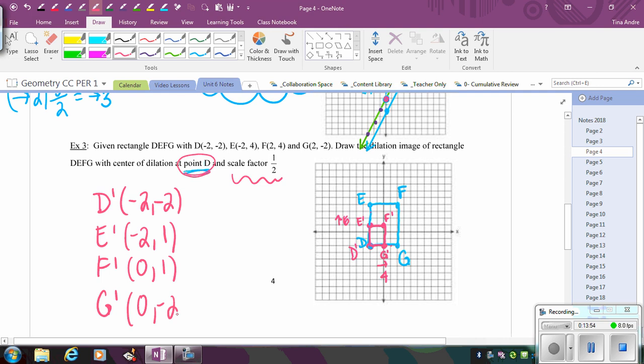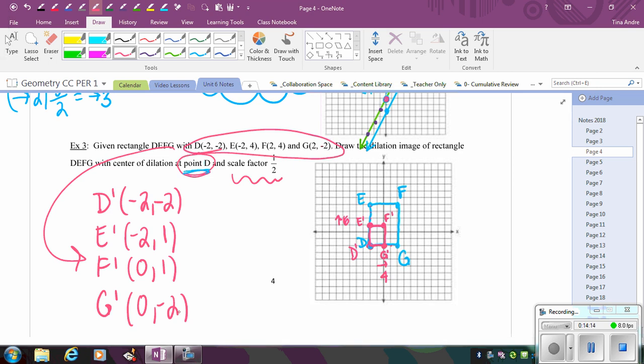So just to, again, point out the fact that since this was not centered at the origin, look at the connection between these coordinates and these. It doesn't appear that there is a connection. You couldn't just multiply the originals by 1/2 and get these. So again, that's because the center of dilation was not at the origin, so everything was shifted. So those distances weren't the same as the coordinates. So that's why it doesn't work.